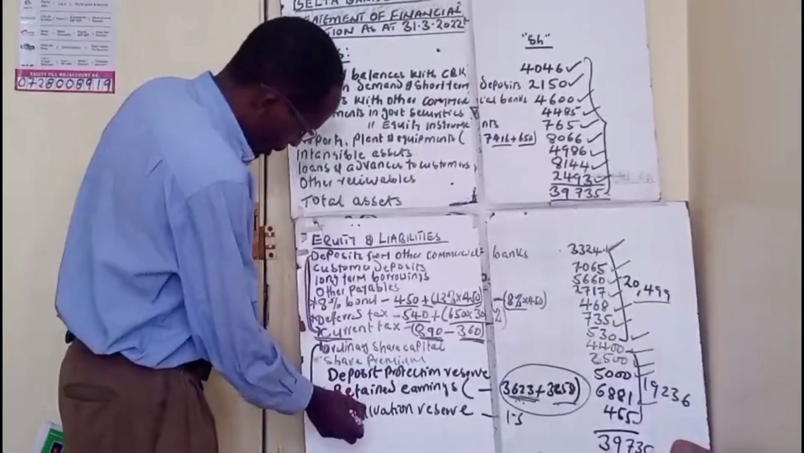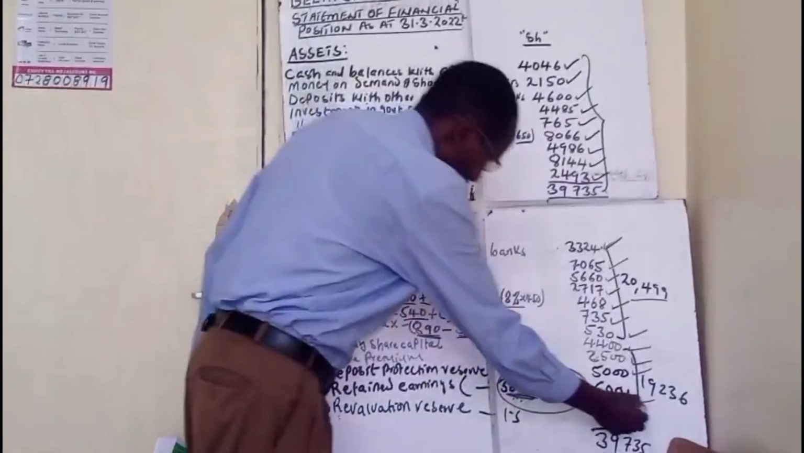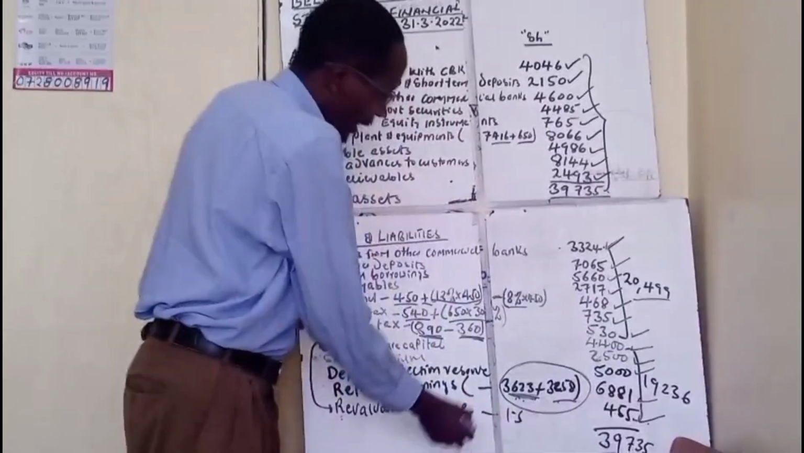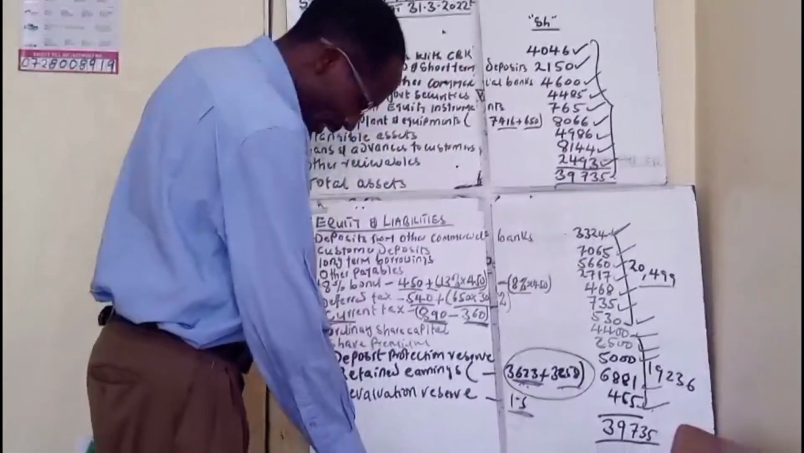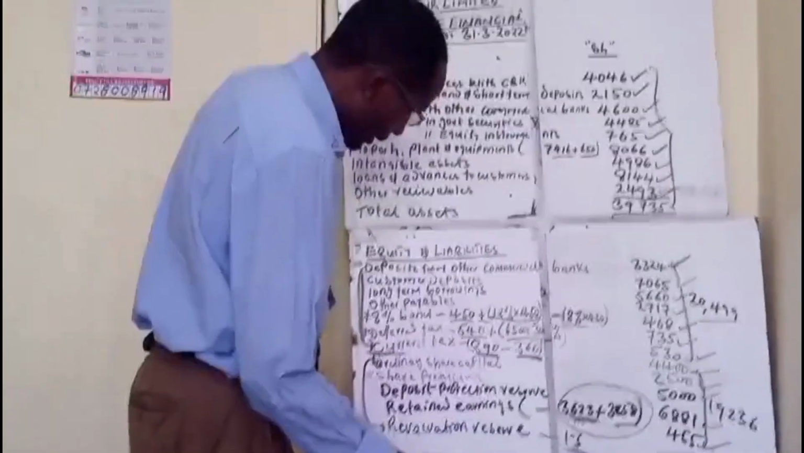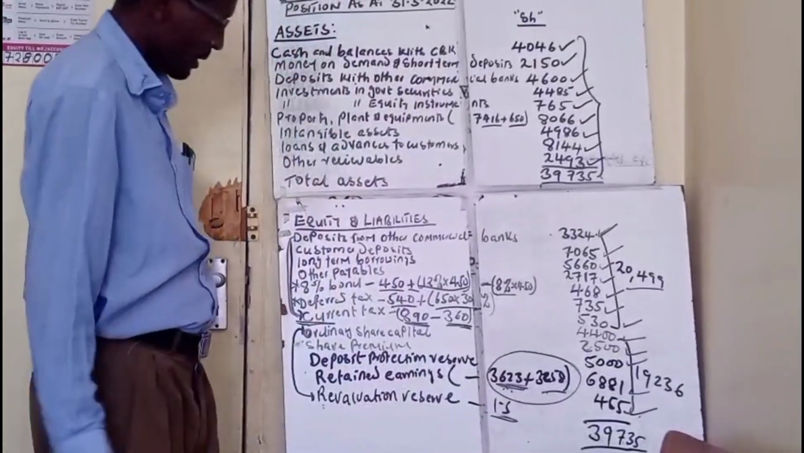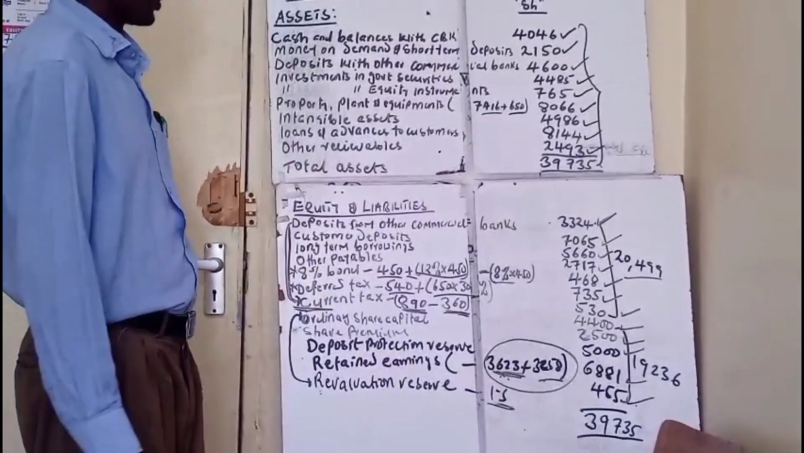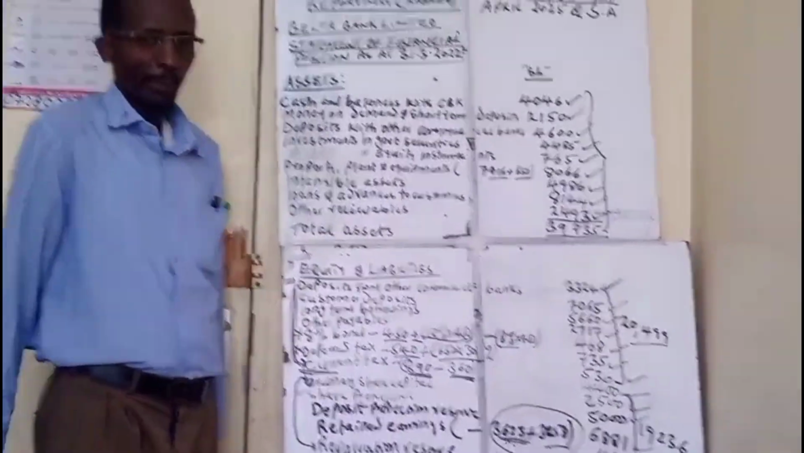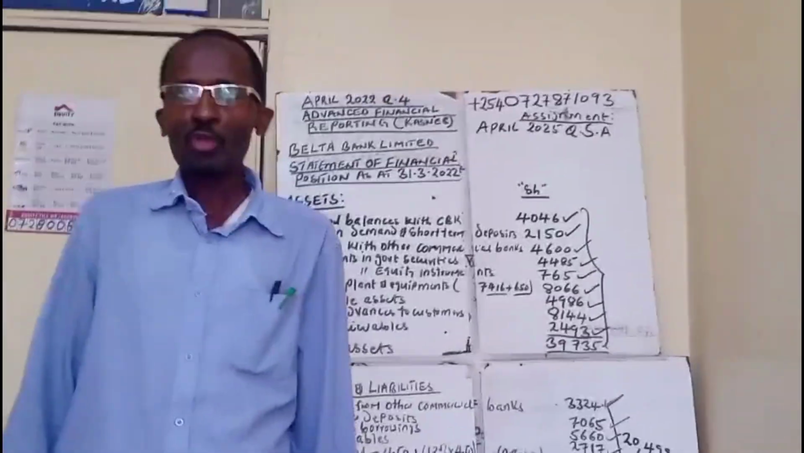And then revaluation reserve, 455. You are getting that one from our income statement. I think yes, we showed the 455 revaluation reserve in the income statement of the previous video. So that is basically how we prepare the statement of financial position of a bank.